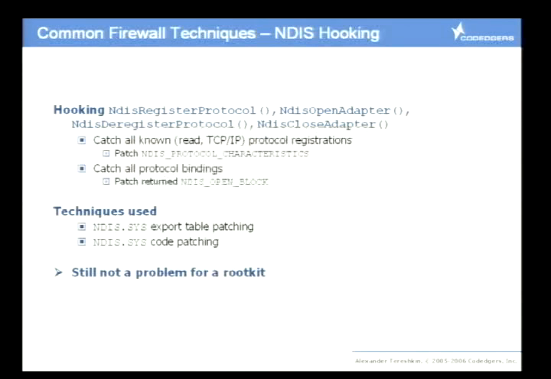Common techniques used by a firewall to hook the NDIS driver are these. The first one is export table patching, and the other one is NDIS code patching, which means direct code patching. This type of hooks is not a problem for a rootkit because there exist many ways how to remove these hooks, or even how to bypass them without altering any firewall internals.